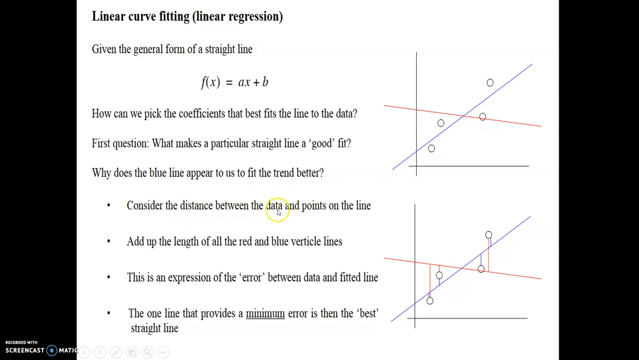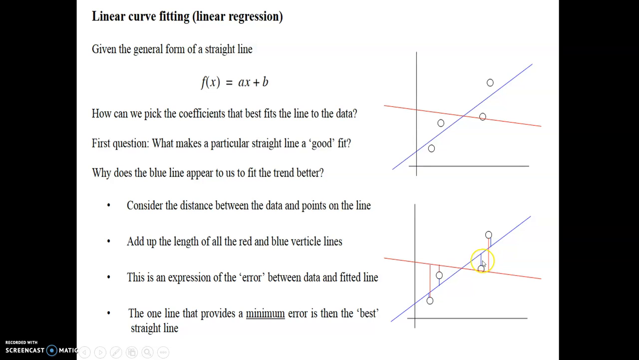Consider the distance between the data and points on the line. Now we are having 2 lines. You have to consider the distance between the data and points on the line. You can see we have drawn vertical lines joining the data point to the line. These are known as errors.